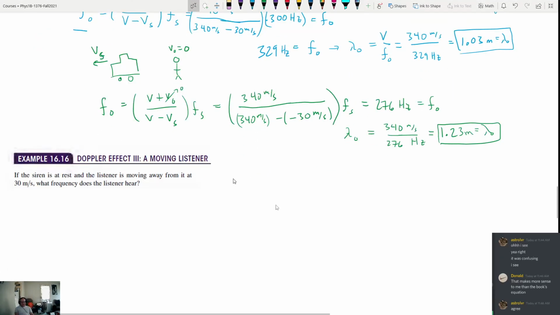All that's going to happen now is it says what frequency does the listener hear? So if the observer is going towards the source, no, it says if the siren is at rest and the listener is moving away from it. Okay. So now if the listener is moving this way, we'll give him a skateboard. This is velocity of observer, and this is going to be 30.